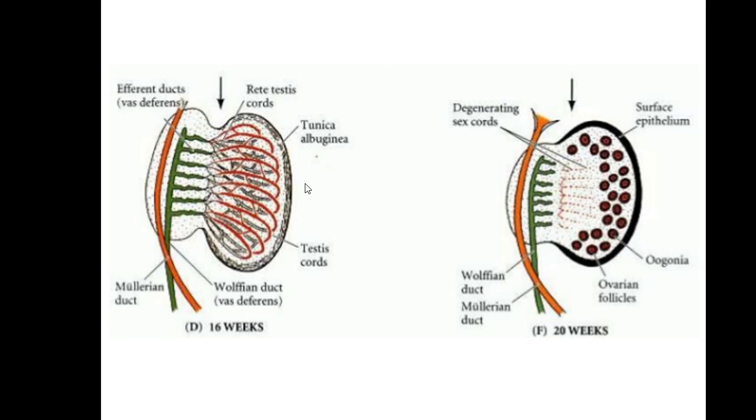Here you can see at 16 weeks there is formation of the tunica albuginea separating the testis cords from the surface epithelium. Here at the posterior border, these testicular cords anastomose with each other forming the rete testis, and this rete testis is connected to the Wolffian duct by the efferent ductules. So these are the efferent ductules.